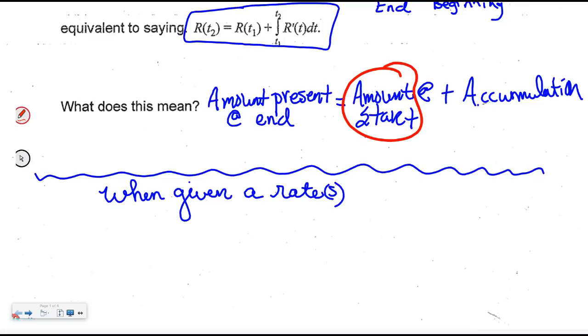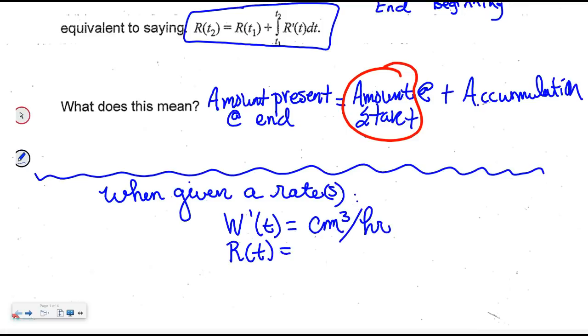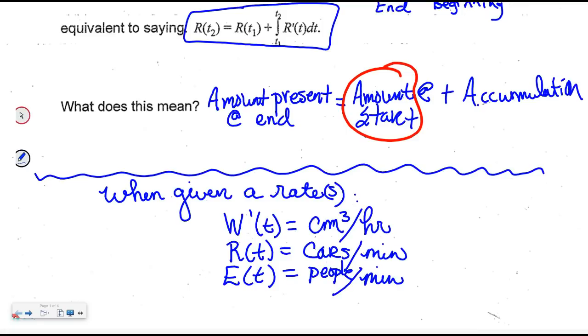When given a rate, such as maybe the rate is labeled W prime, that's the rate that water in centimeters cubed is leaking per hour. Maybe my rate was just R of t, and they didn't put a derivative on it, but they said R of t is the rate at which cars are driving through that intersection every minute. Or maybe they call it just plain E of t. Maybe that's the rate that people are exiting the theater each minute, correct?